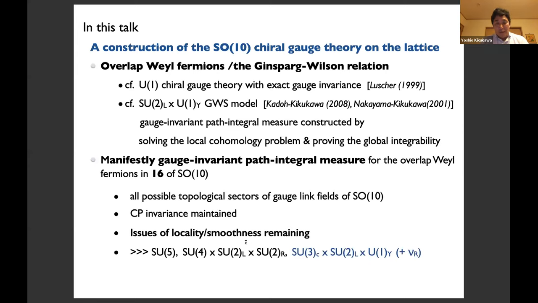to formulate the Standard Model by simply reducing the gauge group to SU(3), SU(2), U(1). It is straightforward to add Yukawa interactions with the Higgs field on the lattice, and this could give a satisfactory formulation of the Standard Model too. So I would like to discuss the SO(10) case in this talk.